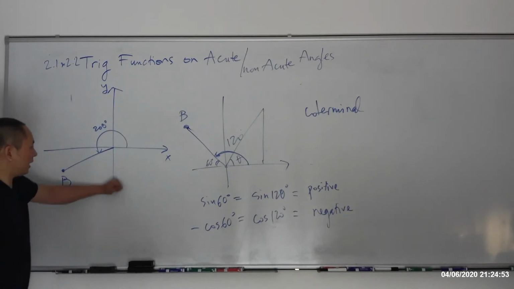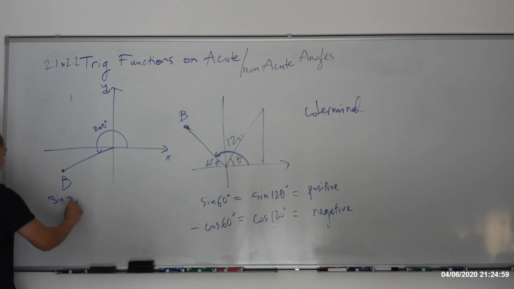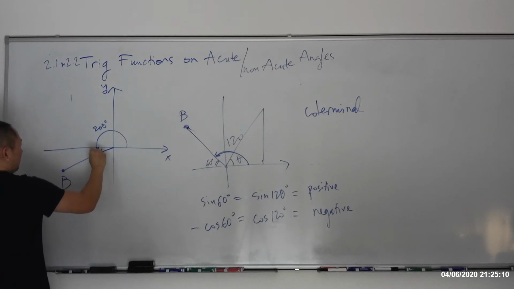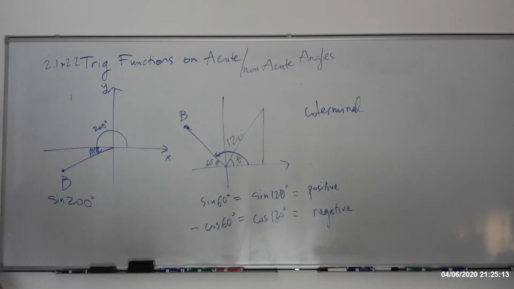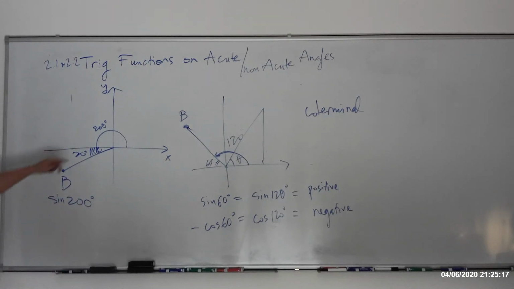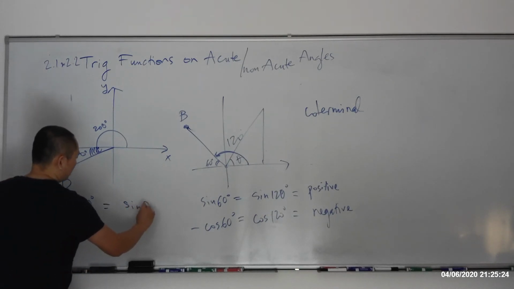So how do you find trig functions for an angle of 200 degrees? Start with the sine and cosine, the others are the same. Sine of 200 degrees. Instead of working directly with 200 degrees, we're going to find the coterminal angle of 200 degrees. This small one right here, you know how much that is? It's going to be 20 degrees. You see why this is 20? Because from here to here is 180, and then another 20. So it's going to be equal to sine of 20 degrees.